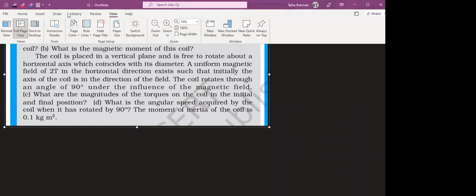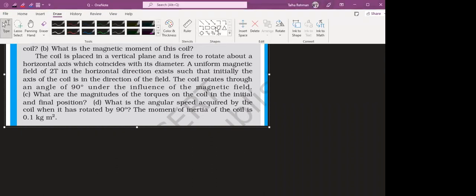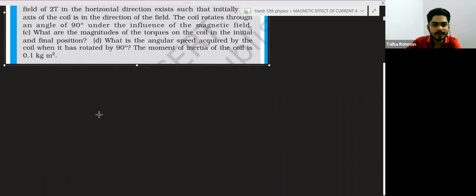So mu 0 N i by 2r. You will just apply the formula and you will get the answer. Okay, see, this is the coil.